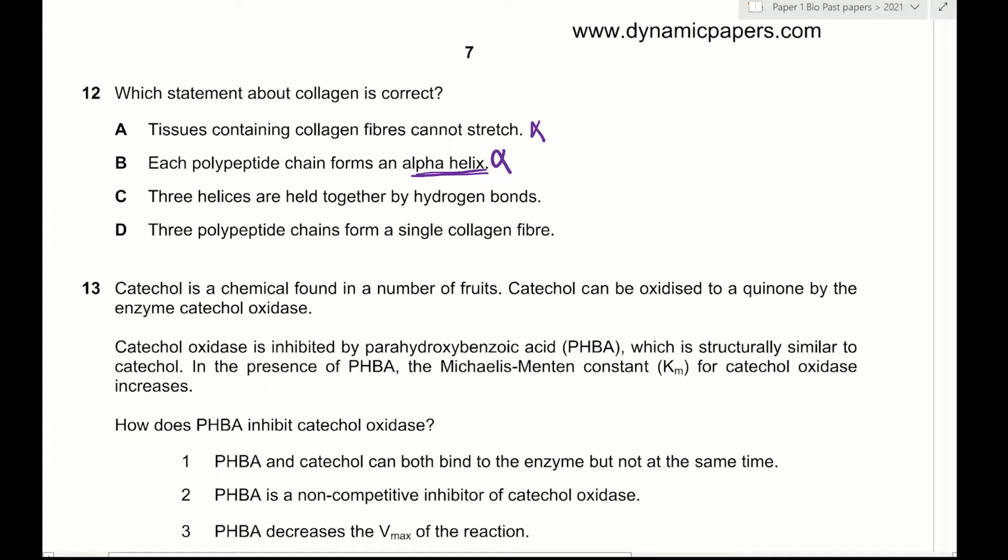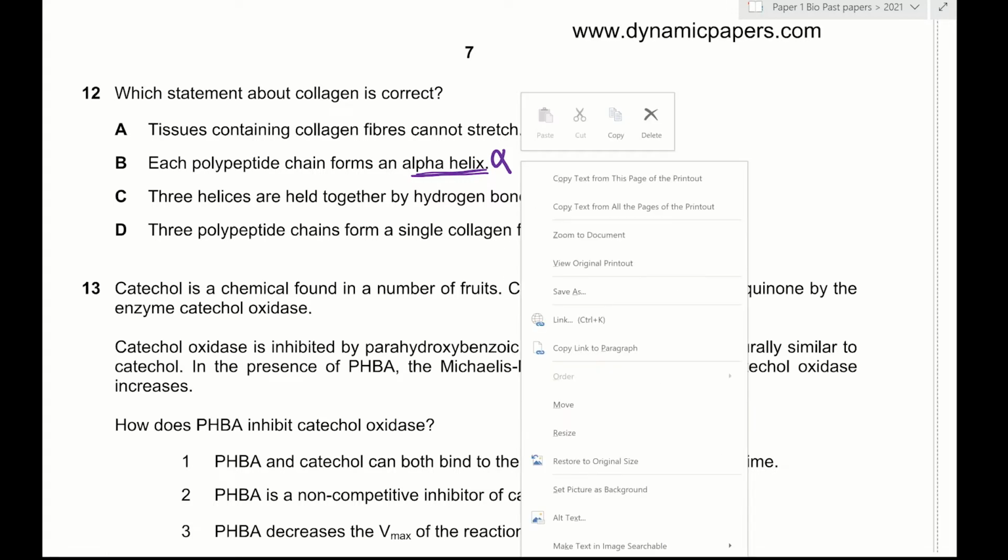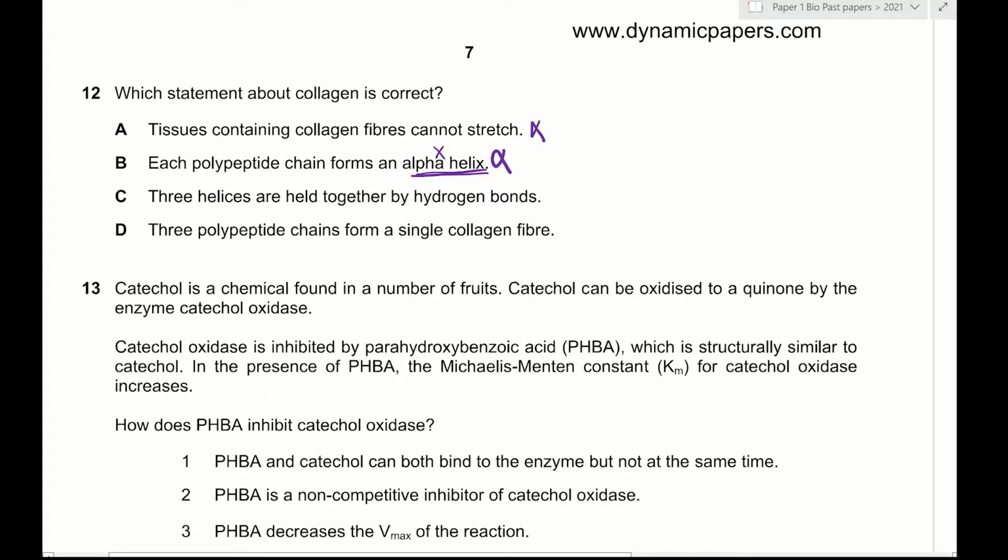Actually, these polypeptide chains bind together in a triple helix. 3 polypeptide chains bind in a triple helix. Alpha helix is here just to confuse you. So this is incorrect.